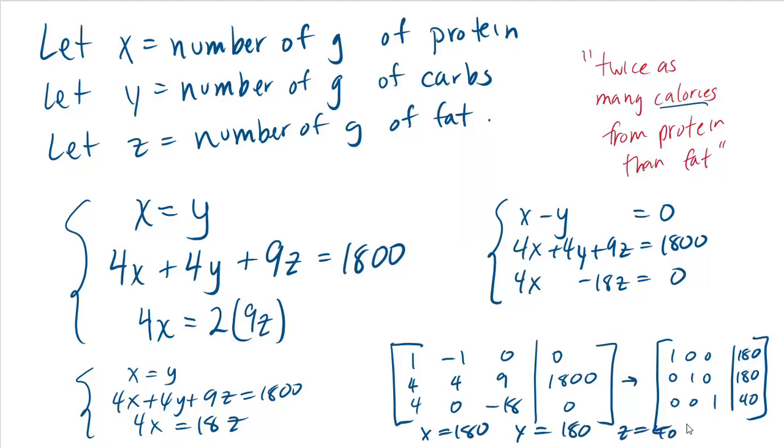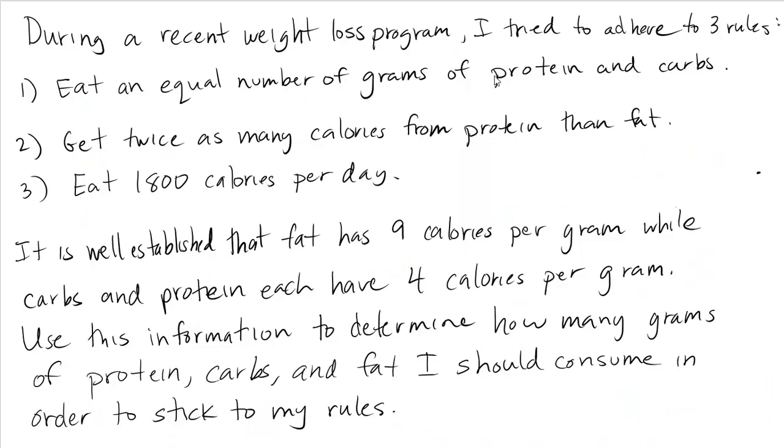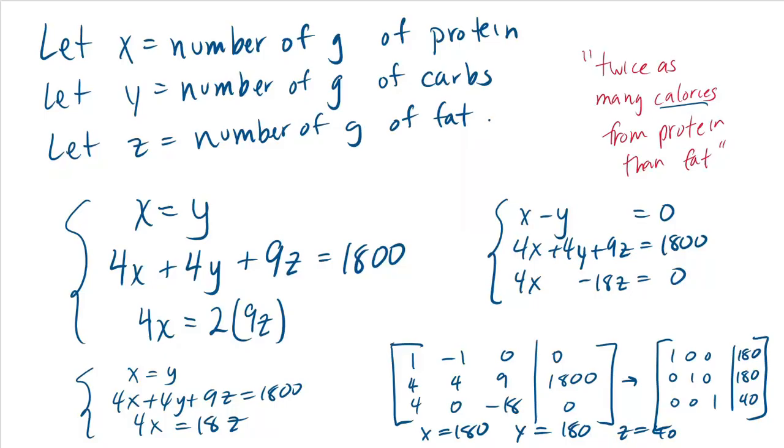So I want 180 grams of protein, 180 grams of carbs, and 40 grams of fat in order to follow those 3 rules. You can see that I've satisfied the first rule. The number of grams of protein and the number of grams of carbs were the same.